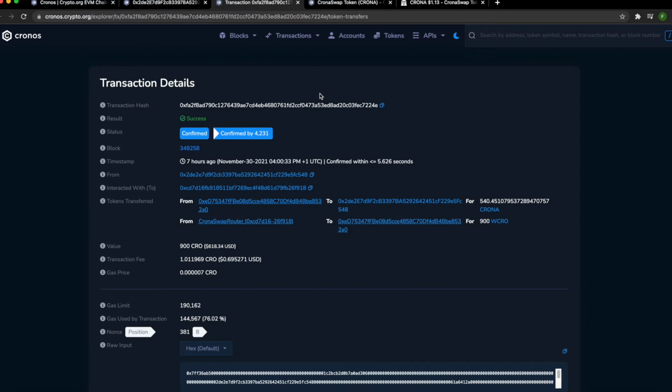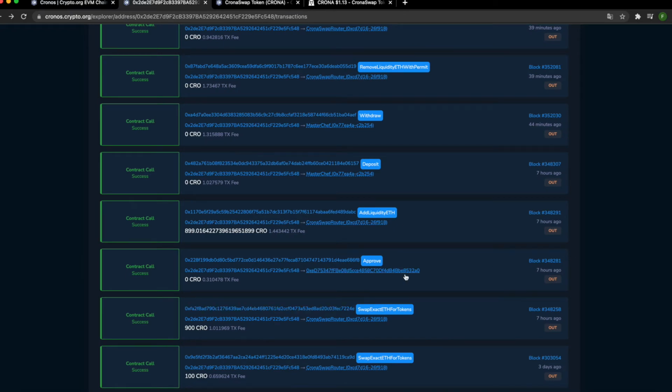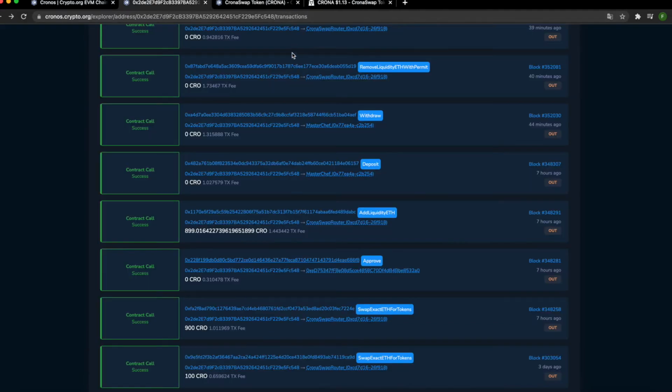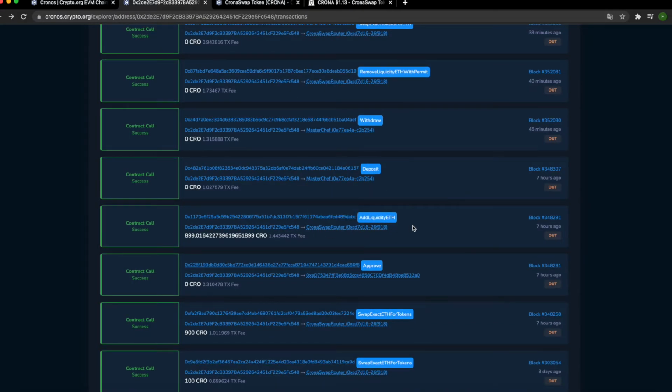If we go into this transaction, we can see this wallet swapped 900 CRO for 540 Cronos. And the next one here, we have one saying approve. There's no value being traded, just a simple transaction fee. So these are usually just approving the use of a contract. And here we have one that says add liquidity ETH. We see there's 899 CRO and a transaction fee. We also see the Cronos swap router is involved again.